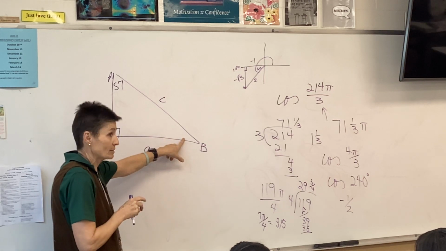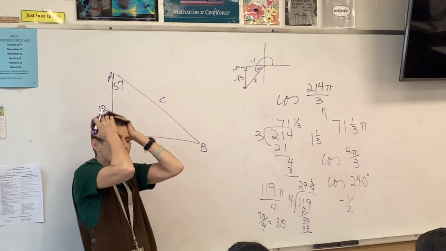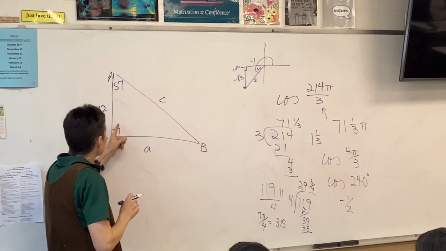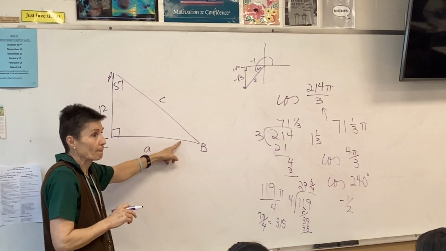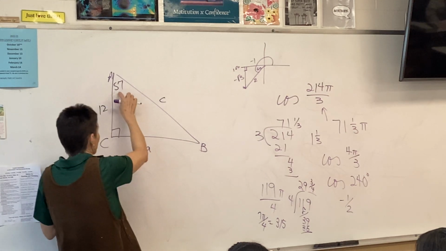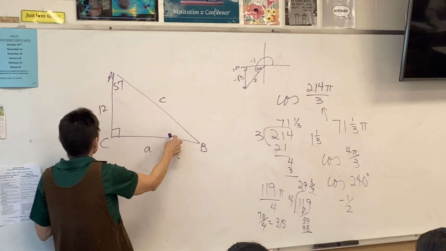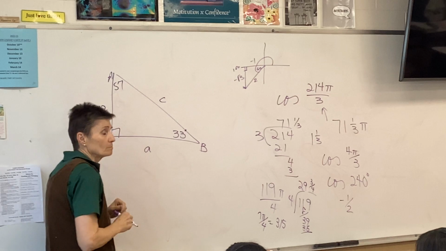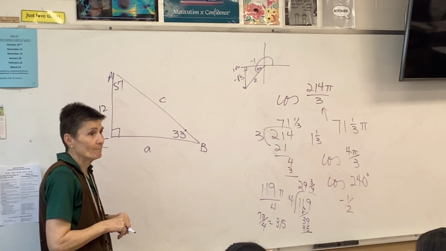Now, I think the angle is easy, although someone managed to miss this. No, the angle is so easy. What do we know about the angles of a triangle? 180. They add up to 180. So you got a 90 and a 57. These two have to add up to 90. So what is that, 33? Yeah. All right.